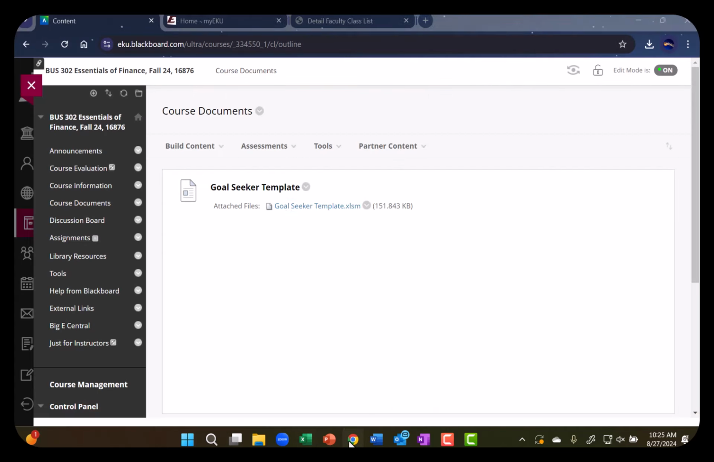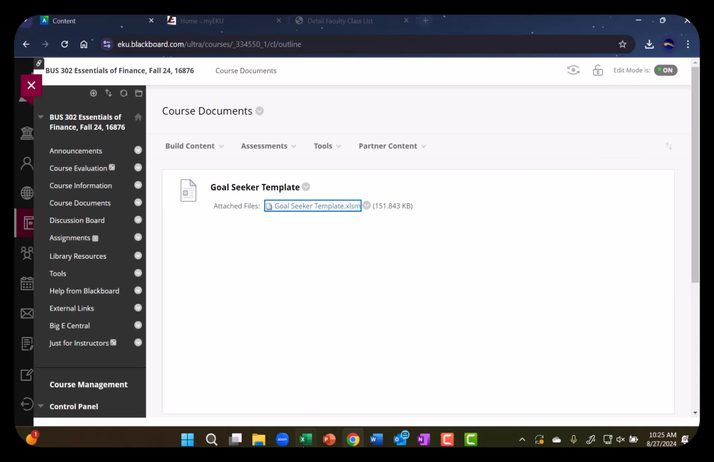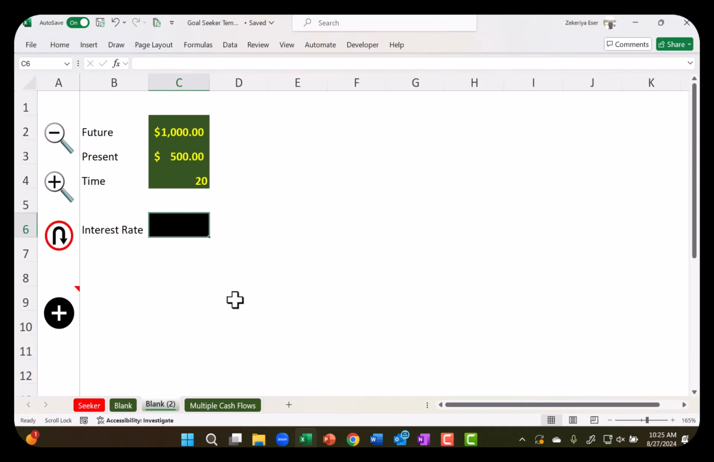Let's look at the formula. FV over PV raised to the power 1 over T minus 1. Now, on that, I have students who have done similar stuff. One way I could do that is equals, we start all of our Excel formulas with that.